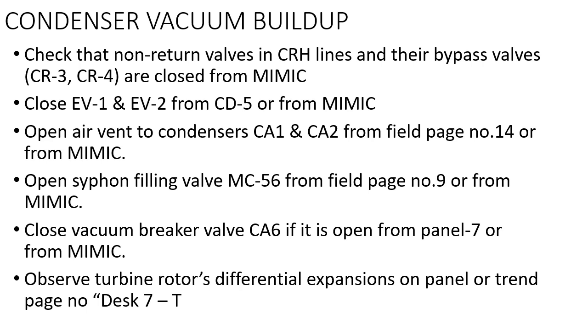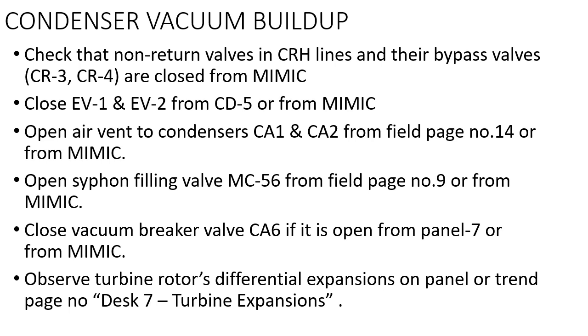This CA6 valve is a vacuum breaker valve. In case of tripping of turbine on axial shift very high, this valve opens so that the turbine braking is faster. Observe the turbine rotor's differential expansions on panel or trend page number 7, desk turbine expansions. You should check that also because the LPT differential expansion may be rising.